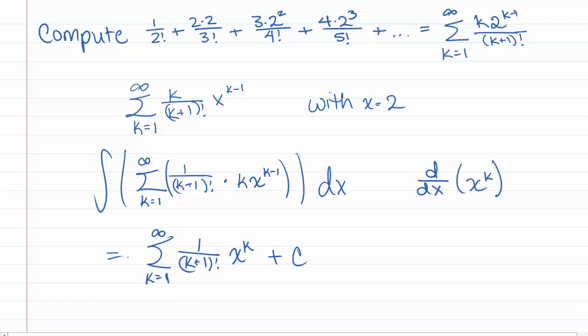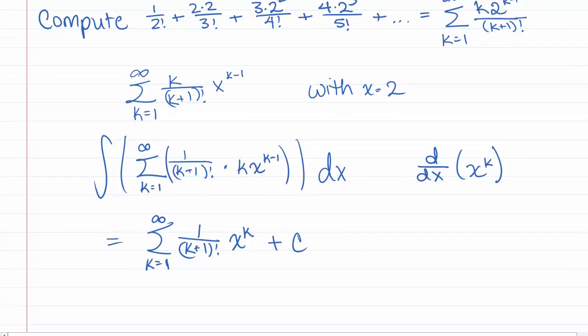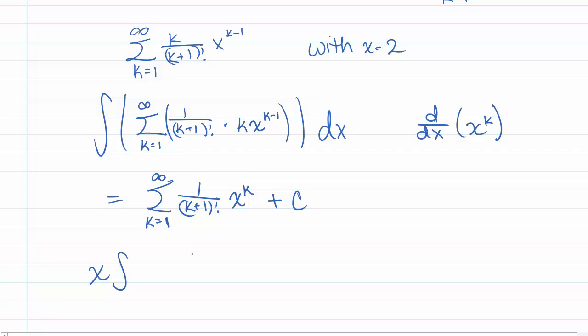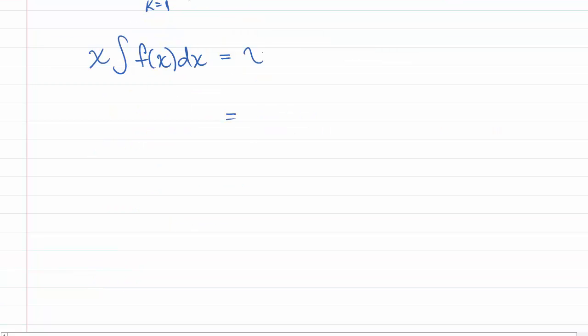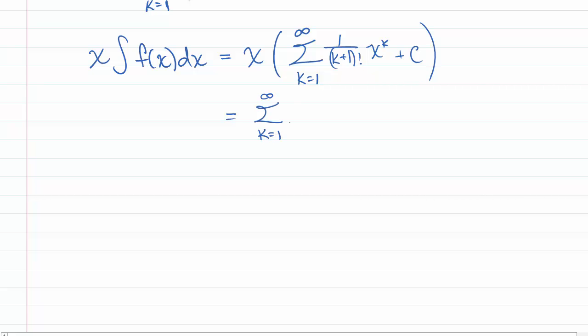Then notice that if we multiply that through by x, so x times the integral of, let's call the series we want to find f of x, x times the integral of f of x. So that's going to give us x times what we had before. The sum k goes from 1 to infinity, 1 over k plus 1 factorial, x to the k plus c. And why am I doing this multiplying by x? Because I want to make the power of x here k plus 1, so it matches the thing in the factorial. So this becomes the sum k goes from 1 to infinity of x to the k plus 1 over k plus 1 factorial plus c times x.